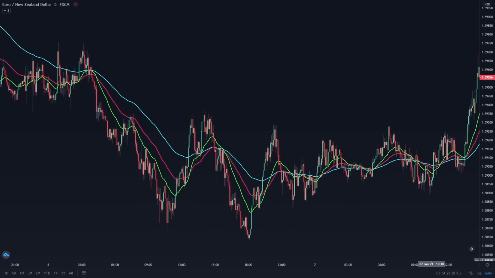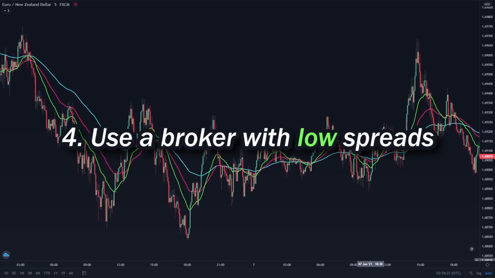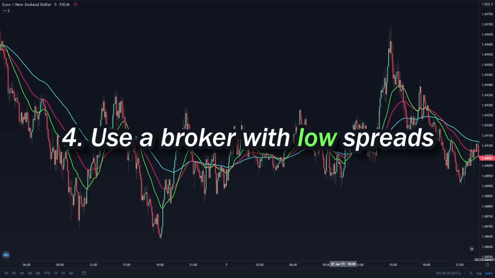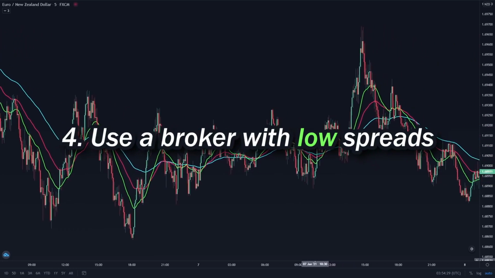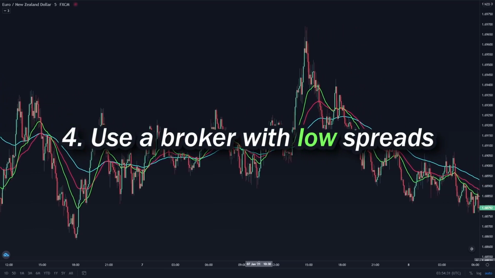The fourth tip is to make sure you're using a broker with a low spread. This is actually very important because when you're scalping, every single pip counts. And if you are using a broker with a wide spread, you will have a very hard time making profits.